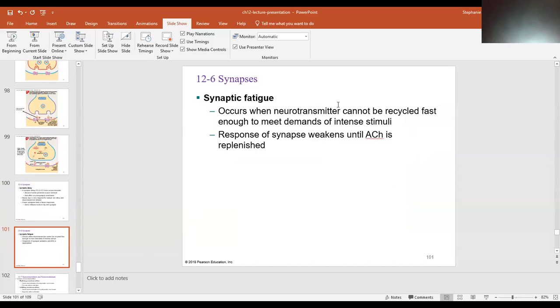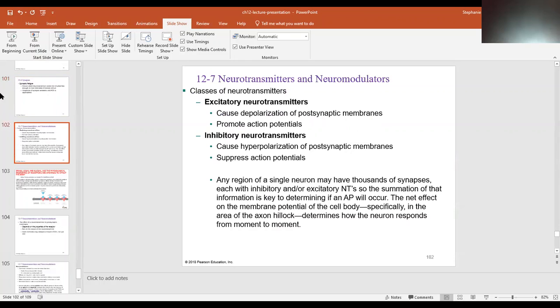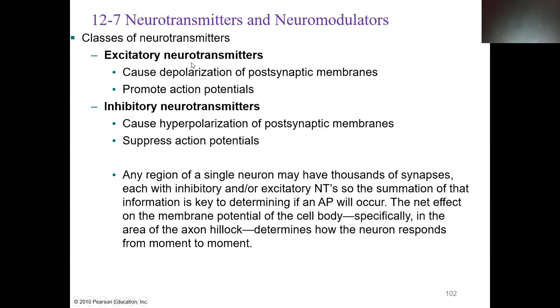This occurs when the neurotransmitter cannot be recycled fast enough to meet the demands of any intense stimuli. So the response of the synapse will weaken until the acetylcholine can be restored and replenished. We have different types of neurotransmitters. Excitatory means that they cause the depolarization. So they're going to actually help make action potentials. Inhibitory, remember, that means stop. So they're going to suppress the action potentials.